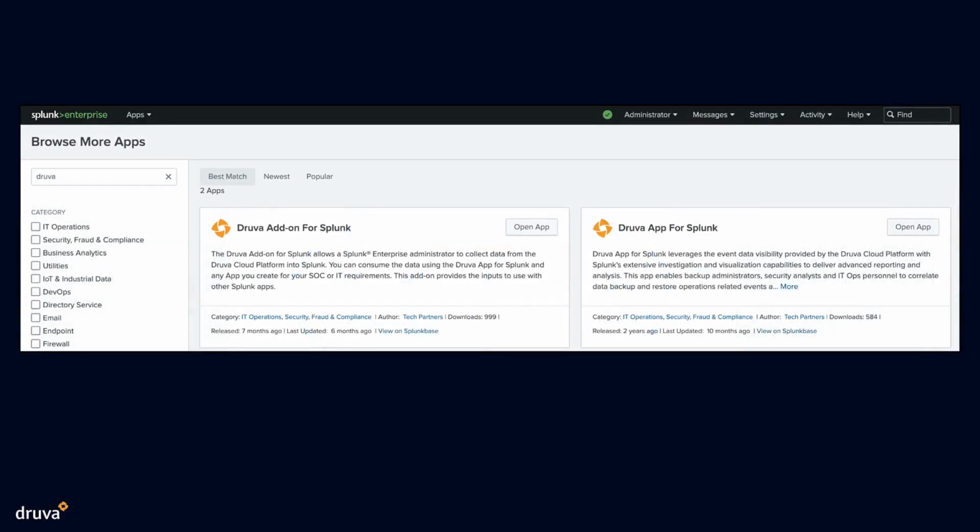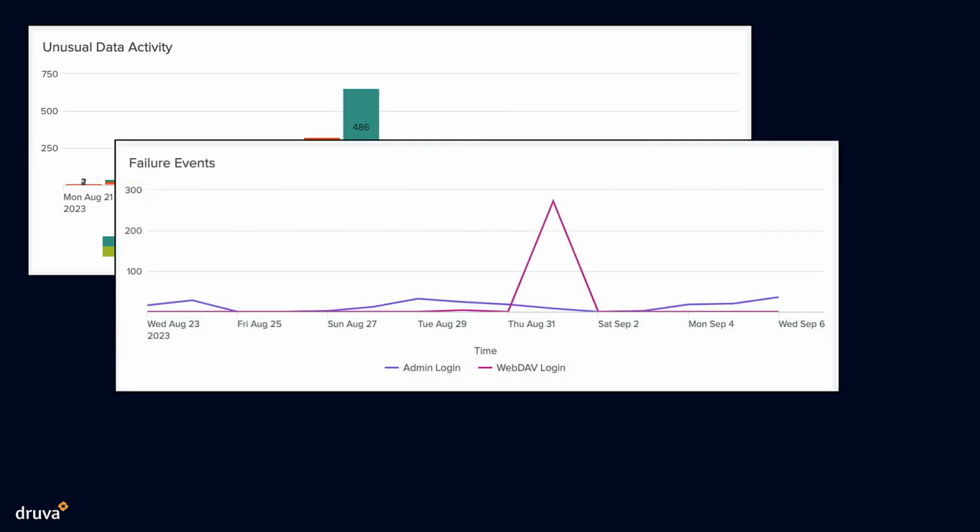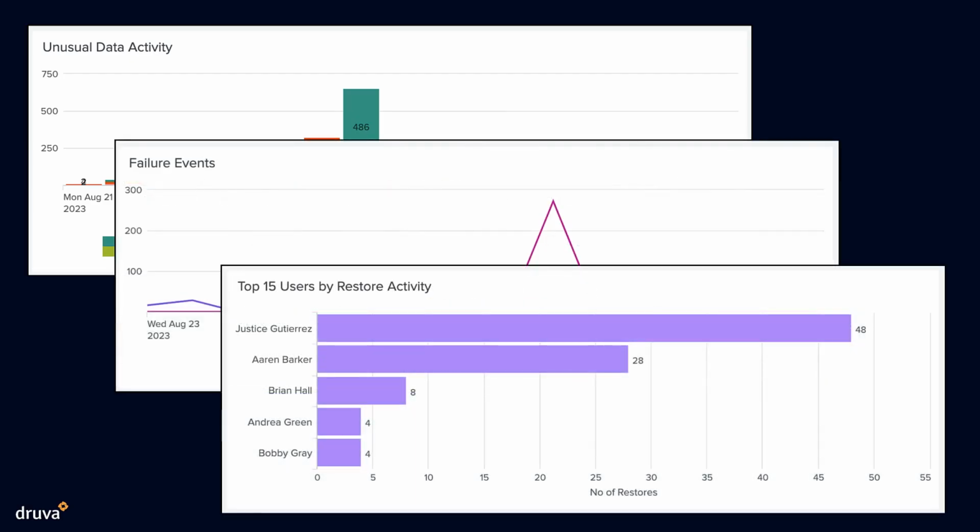Installation is simple. From the Splunk marketplace, search for Druva. There are two plugins, the Druva app for Splunk, which displays all the operational and security information gathered, and the Druva Add-on app, which is used to connect and configure Splunk to ingest the correct information. Backup events like unusual data activity, failed logins, and restore anomalies become part of your broader security ecosystem.